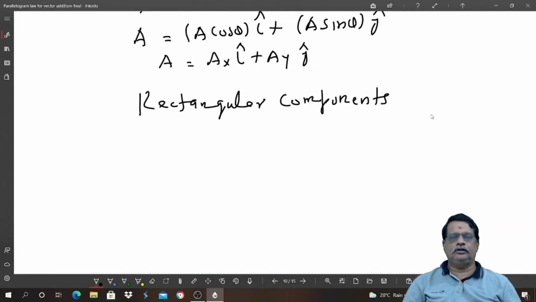Don't think that the components are only the x and the y projections. Components are the projections of the vector along known directions. So there can be an infinite number of planes, so there can be an infinite number of projections. So if a vector is lying in space, it can have an infinite number of components. So that is about the components of a vector.